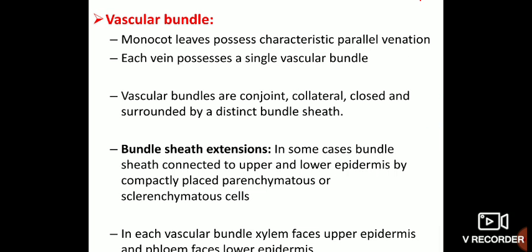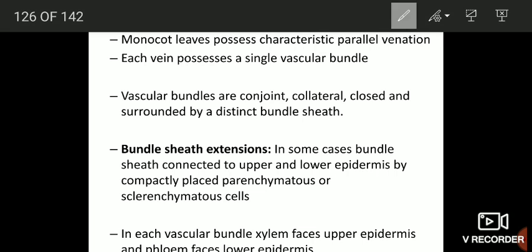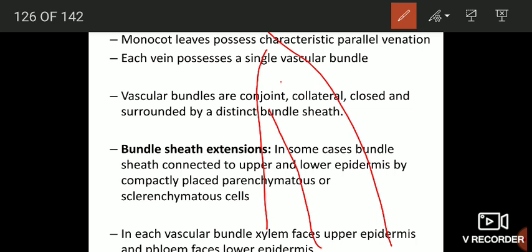Then finally, the vascular bundles. Monocot leaves possess characteristic parallel venation. Say for example, this is a monocot leaf. A number of veins lie parallel to each other in this leaf, and each vein contains a single vascular bundle. One vein has one vascular bundle, and each vascular bundle is conjoint. You know what is conjoint? Collateral, closed, and surrounded by a distinct bundle sheath.